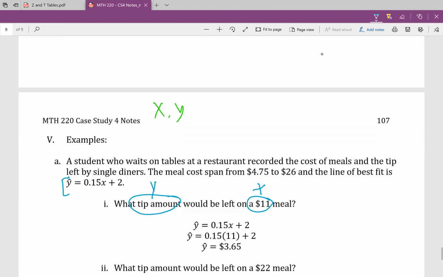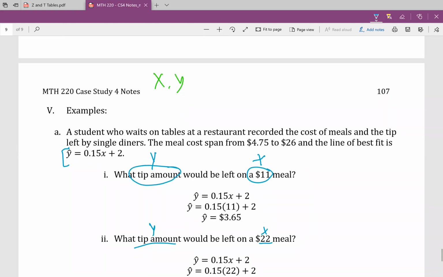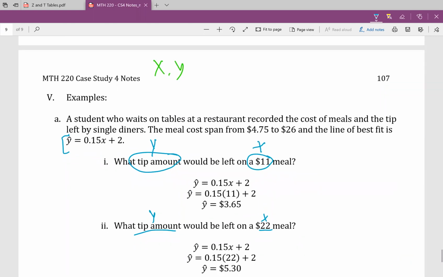Okay, second question. What tip amount would be left on a $22 meal? Okay, so same thing. Tip amount is Y, 22 is X. So we're going to be plugging in 22 for X into our line of best fit. And when you do that, you should get $5.30 as the tip amount.